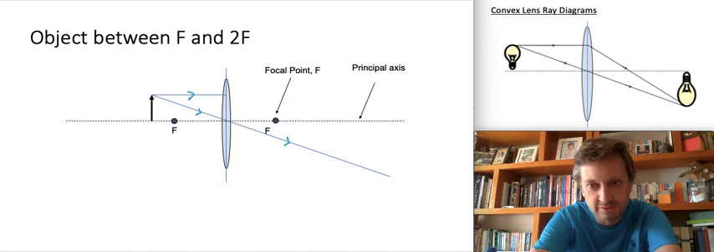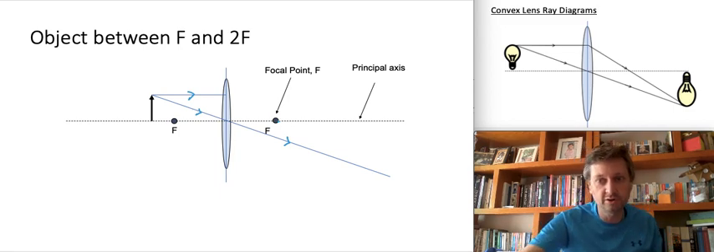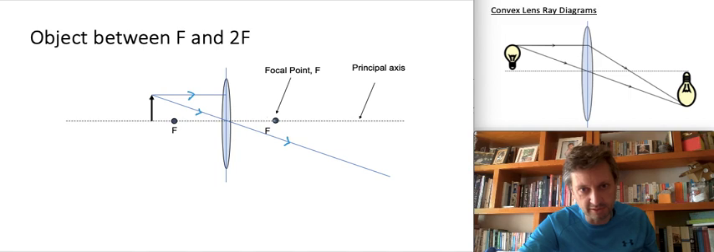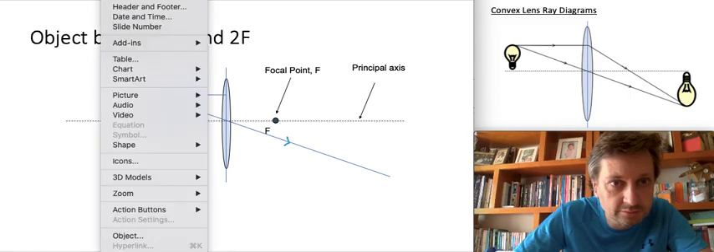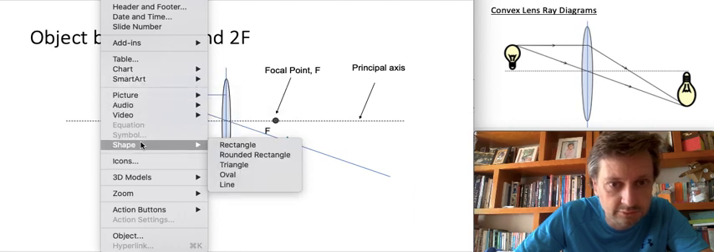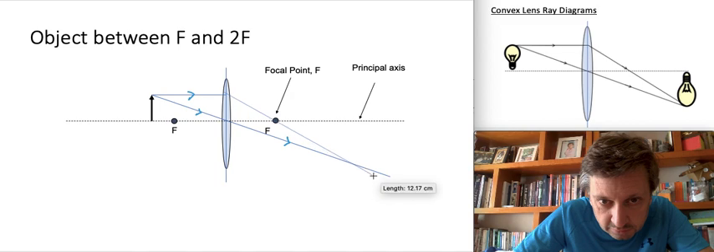Have a think. Now I hope you said that because we saw it before: the ray of light that's parallel to the principal axis will go through the focal point. The image won't occur at the focal point, but the ray of light that's hitting the lens parallel to the principal axis will carry on and go through the focal point. So that's what I'm going to draw now. So shape line. And I'll draw that line going through the focal point carefully there.